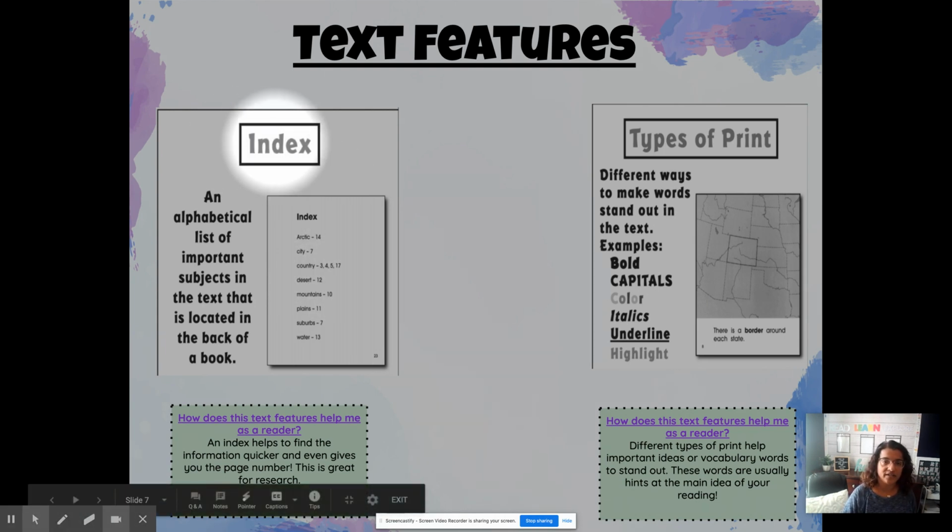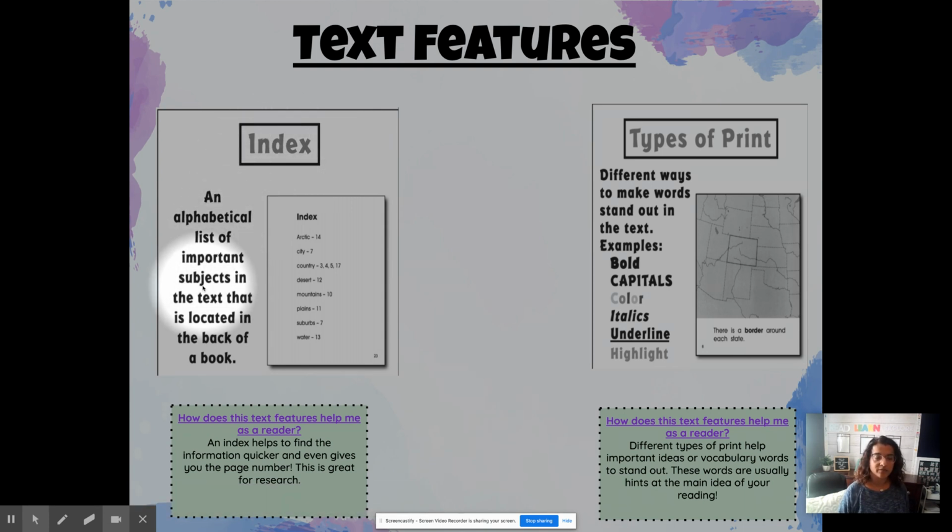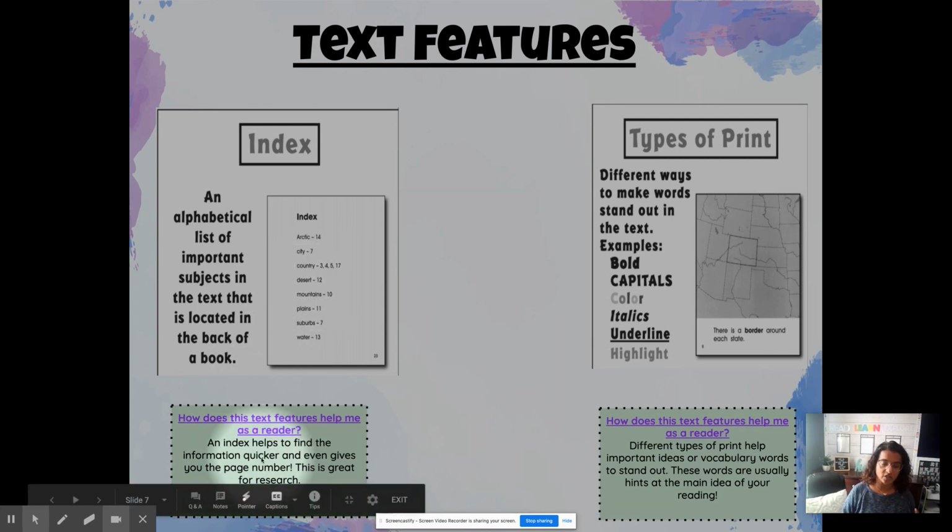Okay, so the next text feature is called an index. It's an alphabetical list of important subjects in the text. It's located in the back of your book. Let's take a look at this example. Let's say you wanted to research mountains. All you need to do is flip to the back of your book, find the word mountains, it's in alphabetical order, and that page number is all you need to go to. That way, you're not having to spend hours reading the entire book just to find your information on mountains. Again, it helps us to find information quicker.